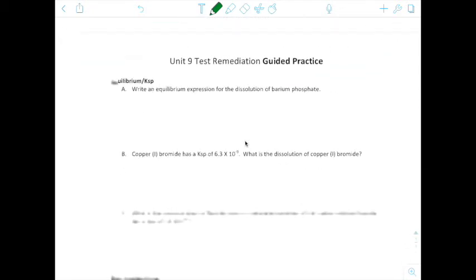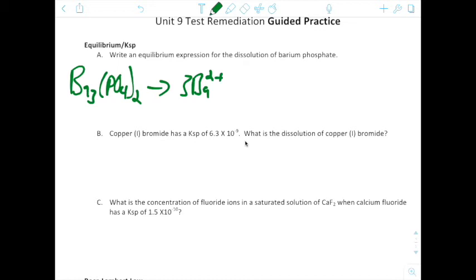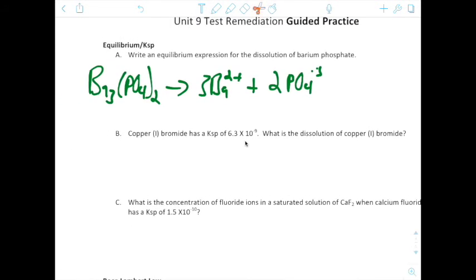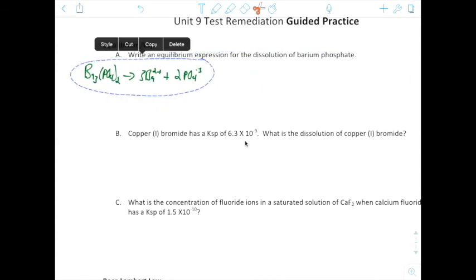Moving on, looking at equilibrium constants, looking at KSP and equilibrium. It says write the equilibrium expression of the dissolution of barium phosphate. So barium phosphate is Ba3(PO4)2, and it dissociates into 3 barium ions and 2 phosphate ions. And so what we're going to do is take this equation and write our KSP expression.